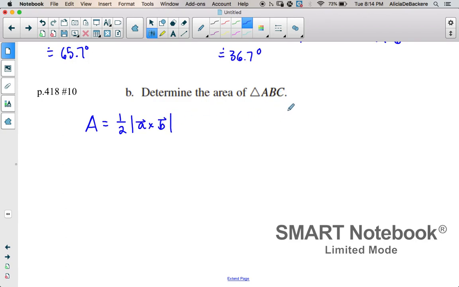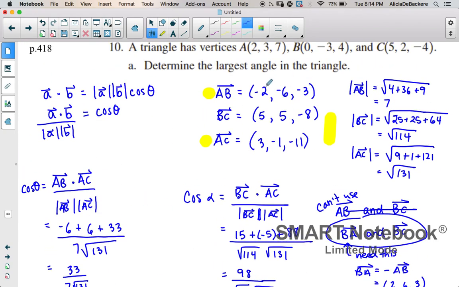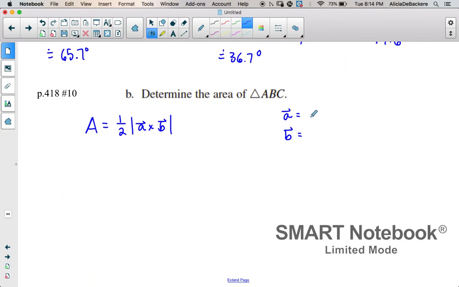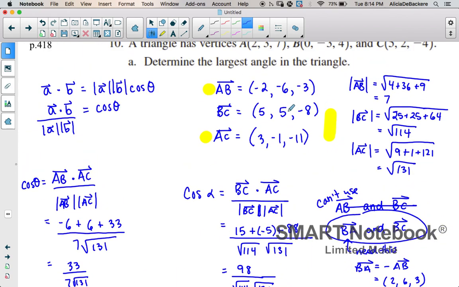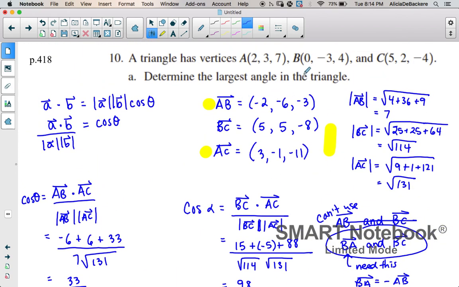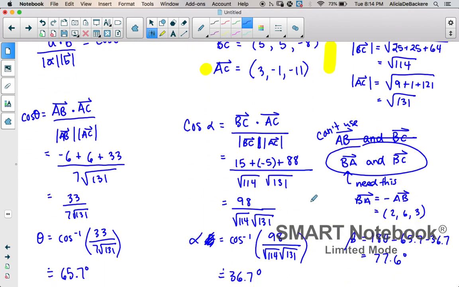So here, for vector A and for vector B, I can use any of these three sides. It doesn't matter. So maybe I use AB and AC like I've highlighted above, and we'll just copy those values down here. To find these values, I just subtracted the x values. I did B minus A when I subtracted each of the components, and I got -2, -6, -3.